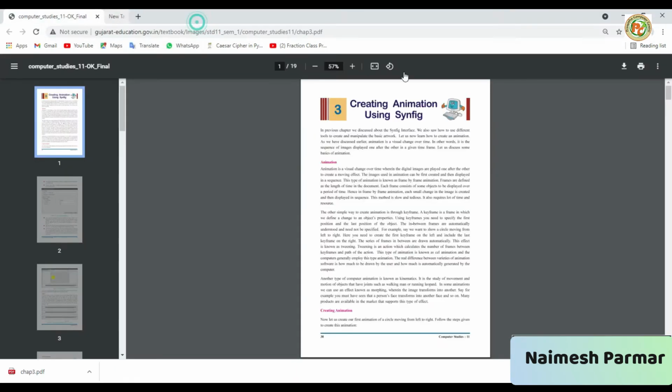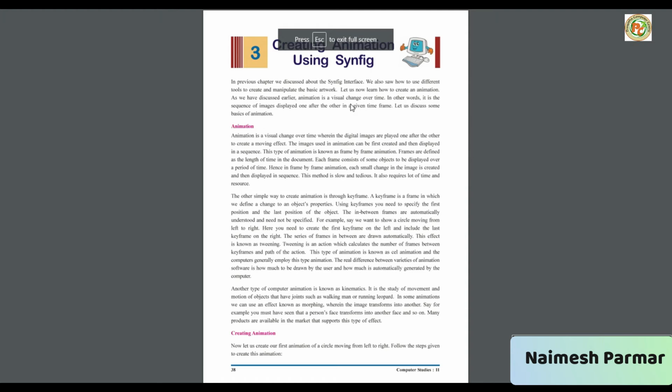Now we are going to start, okay. Chapter number 3, in this we will learn how to create an animation. Before we proceed, we should learn what animation is. Animation is a visual change over time wherein digital images are played one after the other to create a moving effect. Your object moves from one place to another place, and at that time you can see it moving by itself, okay. So animation is nothing but a moving image or object from one place to another, with audio, video or background also possibly changed.